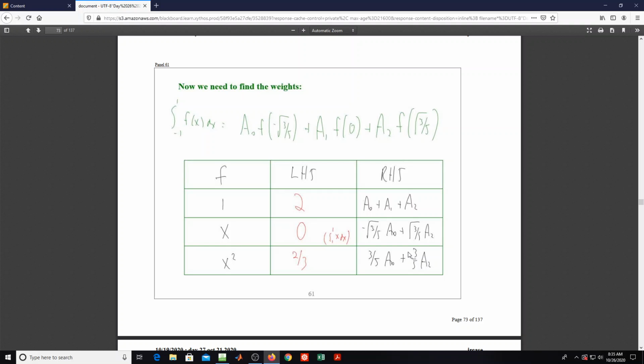Again, this is an odd function from -1 to 1, so I get 0. And I plug this in, a0 times negative square root of 3/5, a1 times 0, plus a2 times square root of 3/5. So these two things have to be equal. And then for x squared, the antiderivative is x cubed over 3. Put in a 1, subtract what you get if you put in -1, you get 2/3. And you plug your values into x squared, and you get 3/5 a0 plus 3/5 a2. So now all I have to do is solve this for the weights.